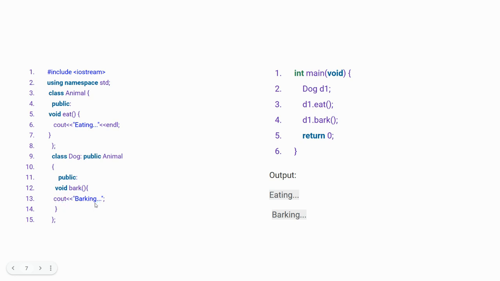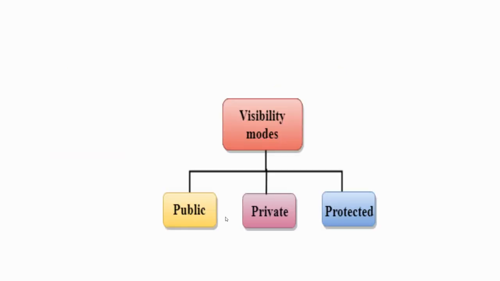In the main function, we created an object of the dog class and from that object we are accessing the method of the animal class, that is eat(). Within the same class we have another method, bark(), which we are also accessing: d1.eat() and d1.bark(). We are calling both the methods. The output will be eating and barking.